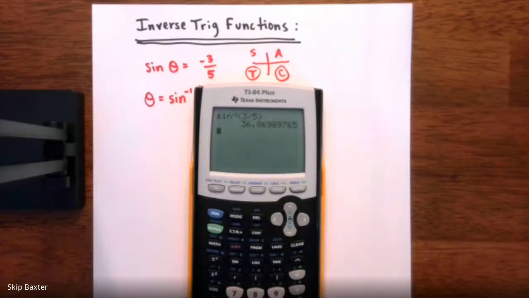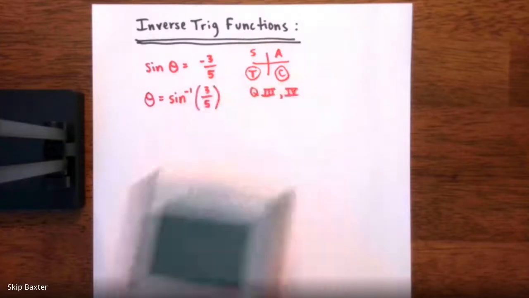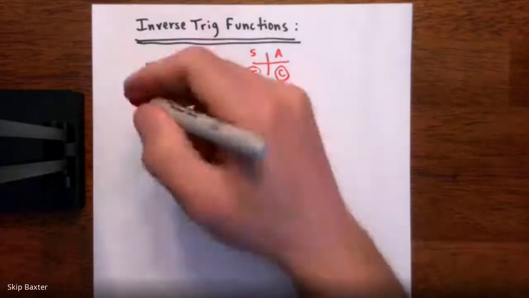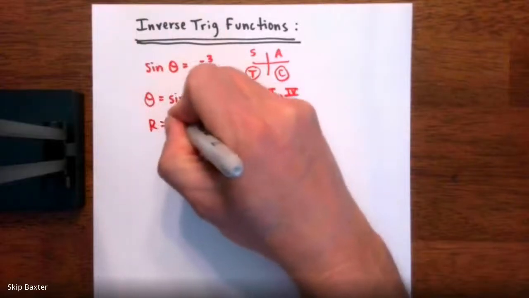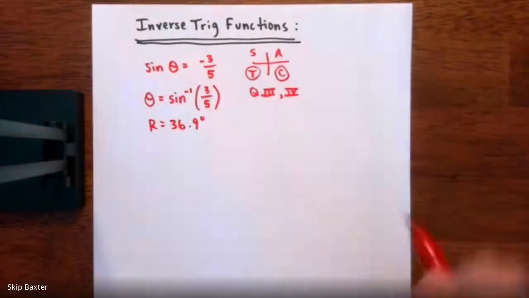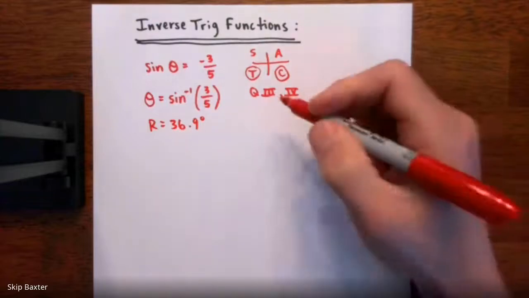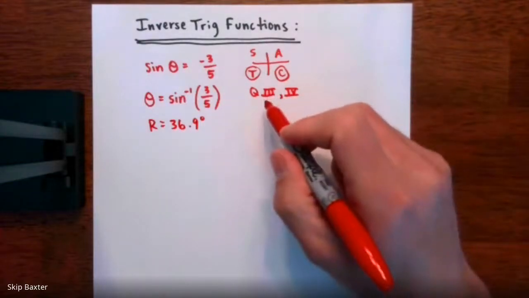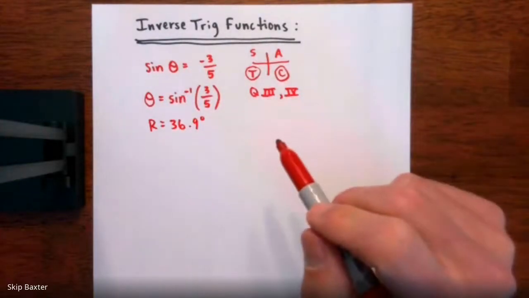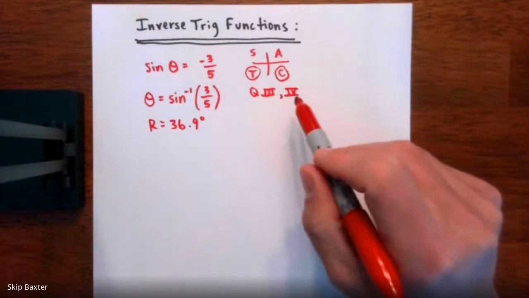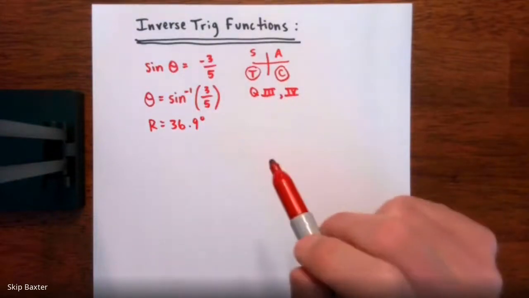So maybe the Delta Math question is asking me to find the answer to the nearest tenth. So this would be 36.9 degrees to the nearest tenth. So the reference angle is 36.9 degrees. So then all I would have to do is find the third quadrant angle that has a reference angle of 36.9 and the fourth quadrant angle that has a reference angle of 36.9.